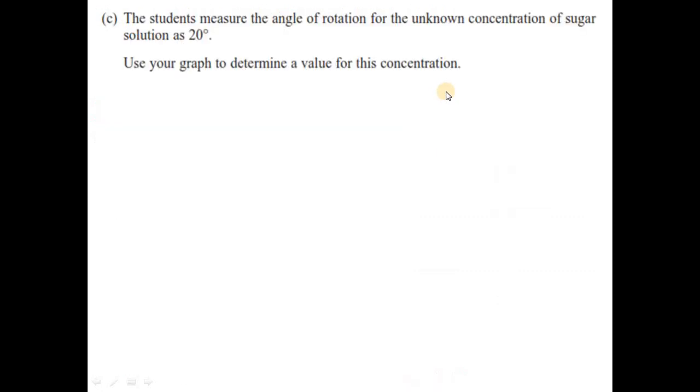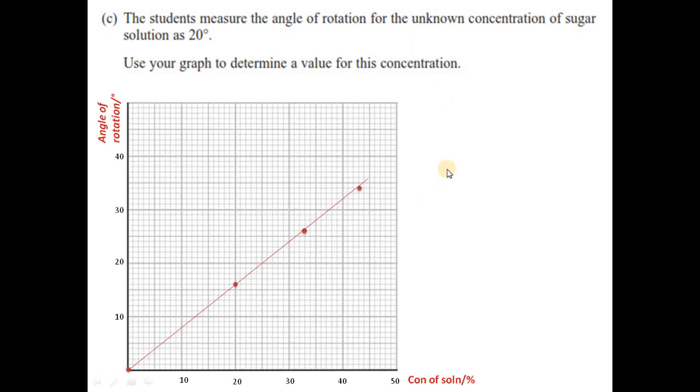The student measured the angle of rotation for an unknown concentration of sugar solution as 20 degrees. Use your graph to determine the value of this concentration. This is the graph that we plotted, and the angle of rotation is 20 degrees. So this is 20 degrees, and we need to find the corresponding concentration.